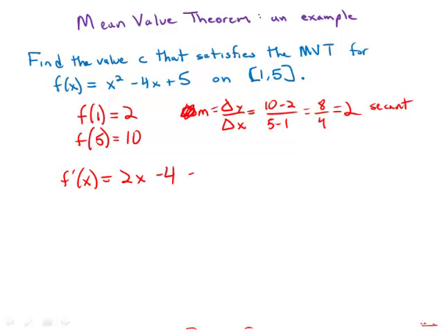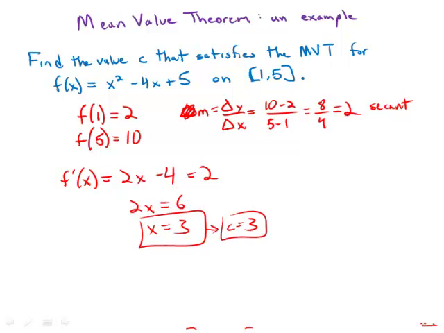And we want to know, can this equal 2? Well, solving, we get 2x equals 6, x equals 3. And so at x equals 3, this is our value of c for this particular instance. When x is 3, the function has a slope of 2, and that is exactly parallel to the slope of the secant line. So that is the value that satisfies the mean value theorem.